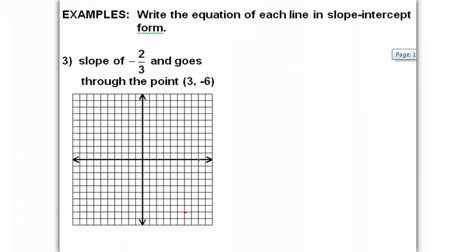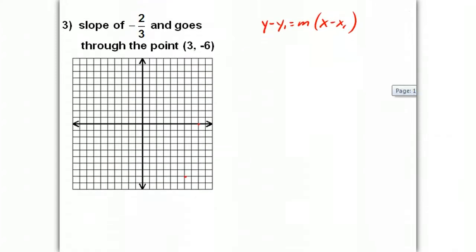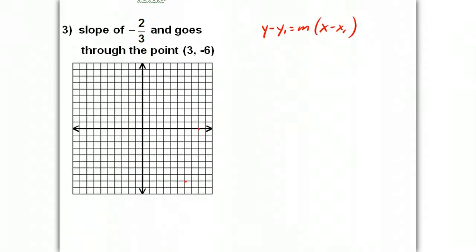Let's just draw a picture of this first. Here's our example. Write the equation of the line in slope-intercept form. So the form looks like this: y minus y1 is equal to slope m times x minus x1. First, let's just draw the line and see what the picture looks like. So plus 3 and minus 6.